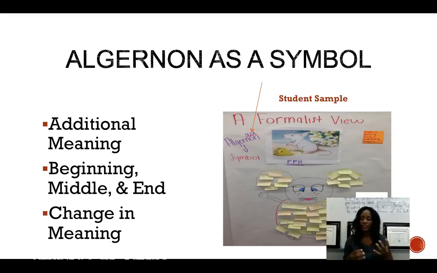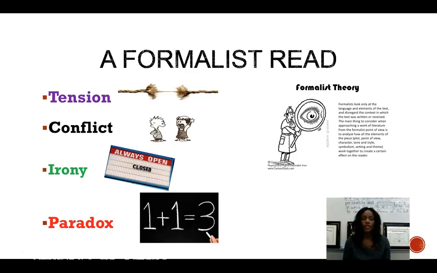So we have to develop the meaning after we look at all of these examples of how this mouse is referenced in the text, and decide for ourselves what it is symbolic of, what purpose it serves. So from a formalist read, again, there's 4 points of emphasis.